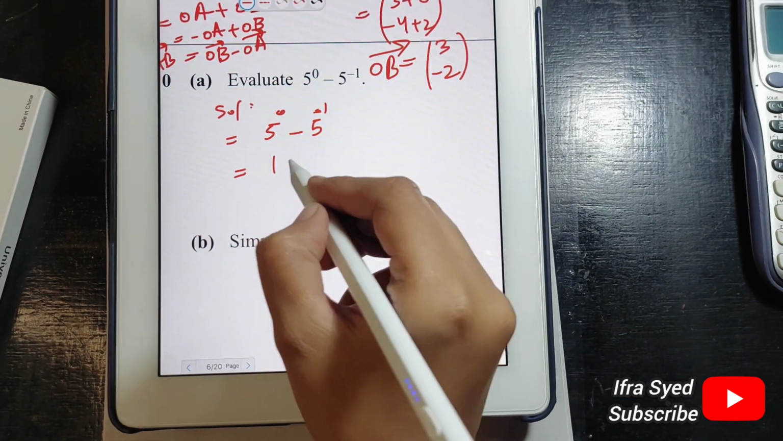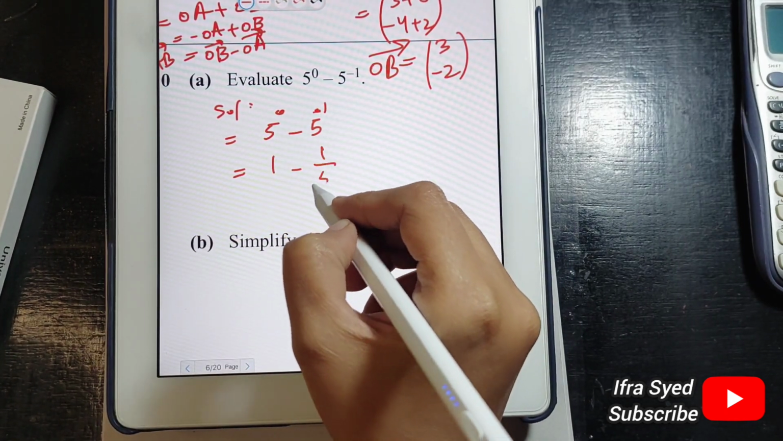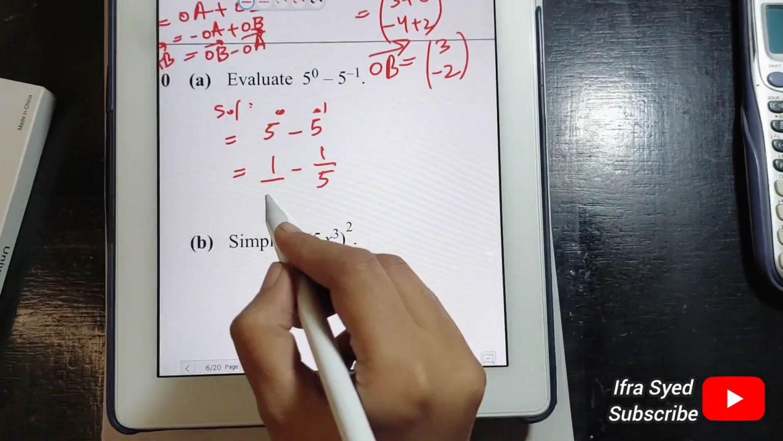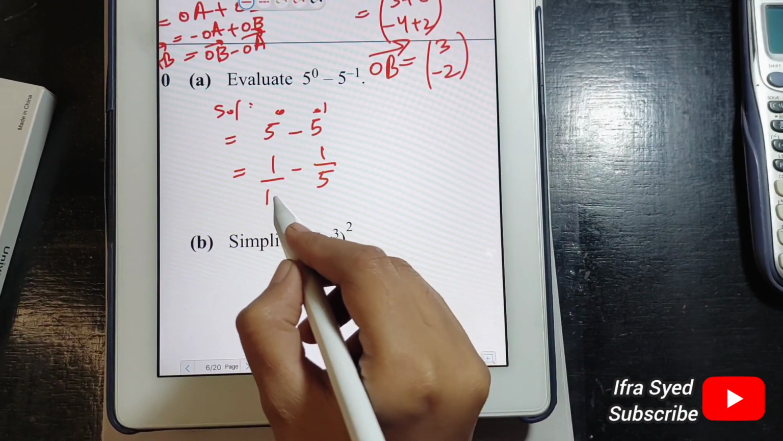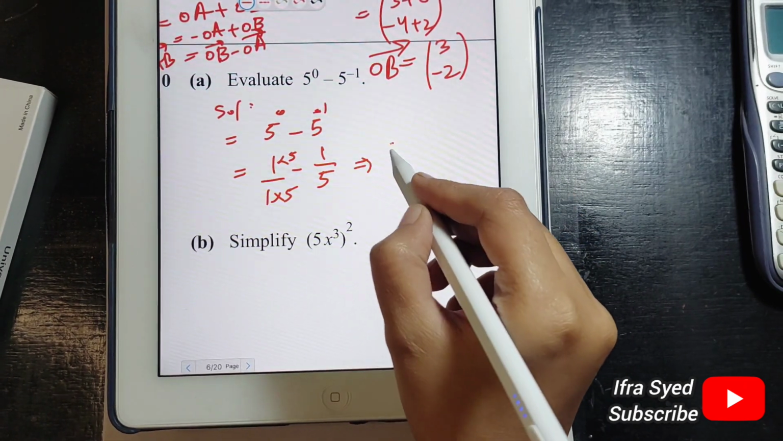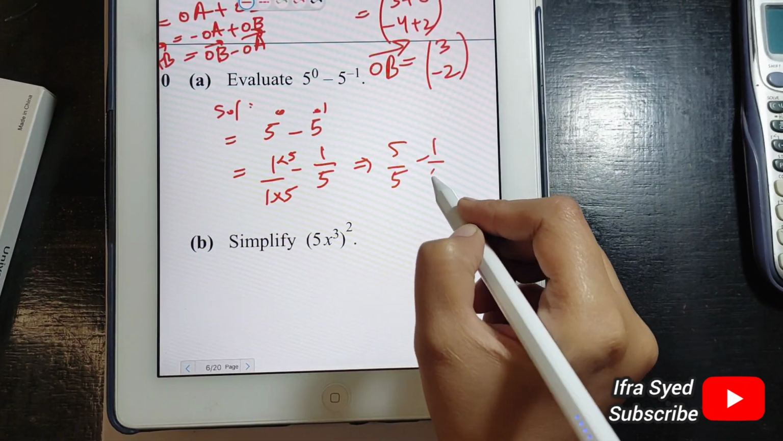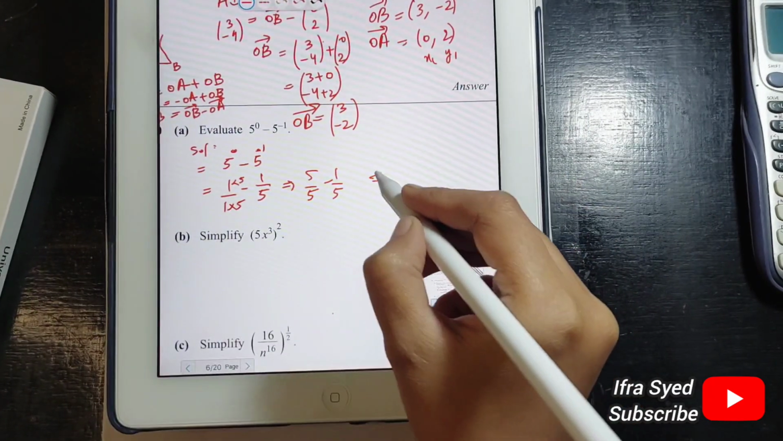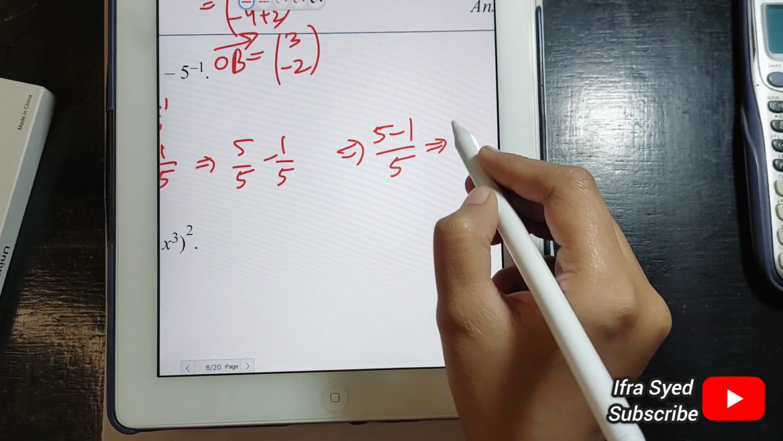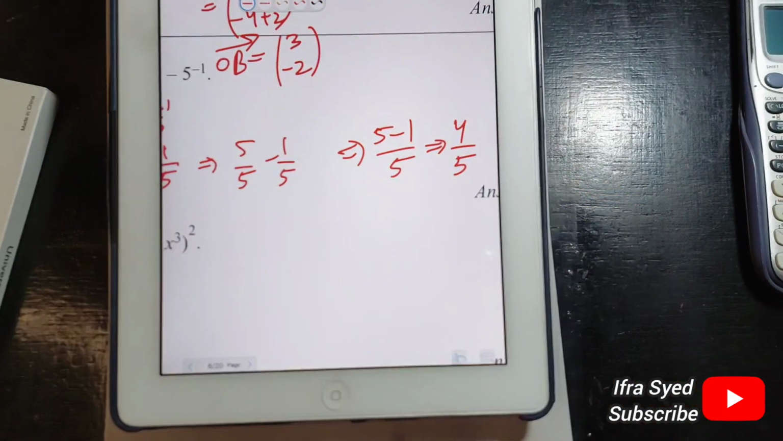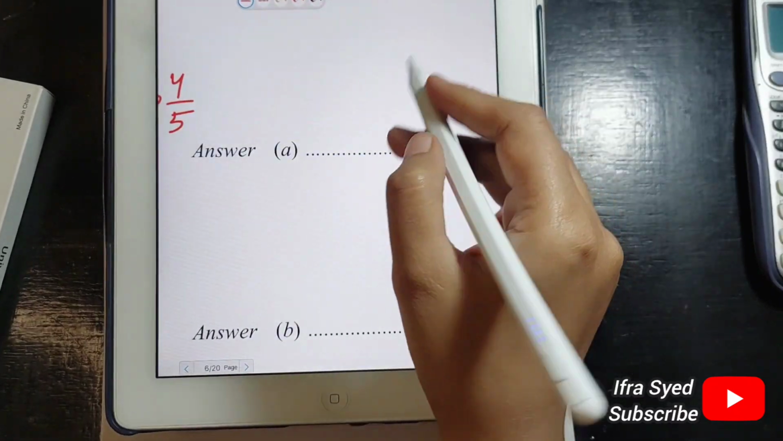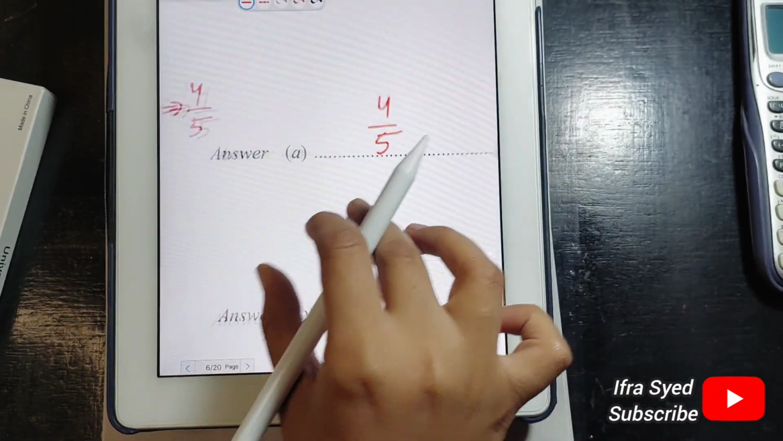So 5 power 0 is equal to 1, minus 5 power minus 1, which is equal to 1 by 5. If we don't have a denominator for a number, its denominator is equal to 1. So we multiply 5 to the denominator and numerator of the fraction. So it will be equal to 5 by 5 minus 1 by 5. So it will be equal to 5 minus 1 divided by 5, which is equal to 4 by 5. So this is our answer of part A of question number 10, and it is equal to 4 by 5.